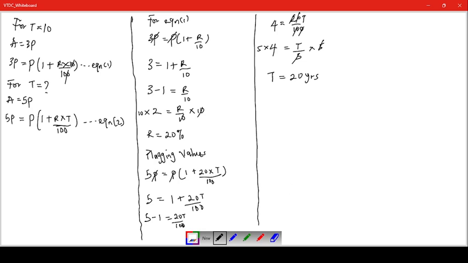So this is a no-brainer. Most students might mistake the entire case of amount for simple interest, but just know that the amount has to be summed up with your simple interest. So that is the case.